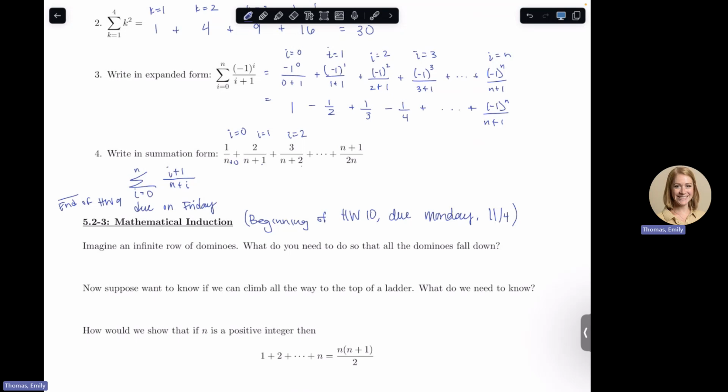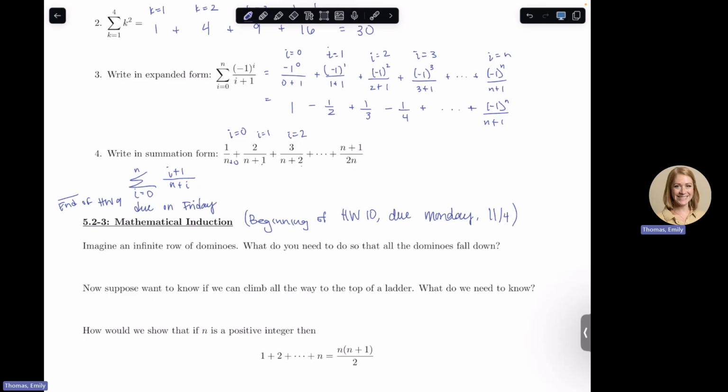All right, ready? Okay, this is a big idea. It's called mathematical induction. This is a proof technique, a pretty important one. So we're going to talk about the idea first. Let's imagine that you have an infinite row of dominoes. What do you need to know, or what do you need to do so that all of the dominoes fall down? Kick every single one of them.